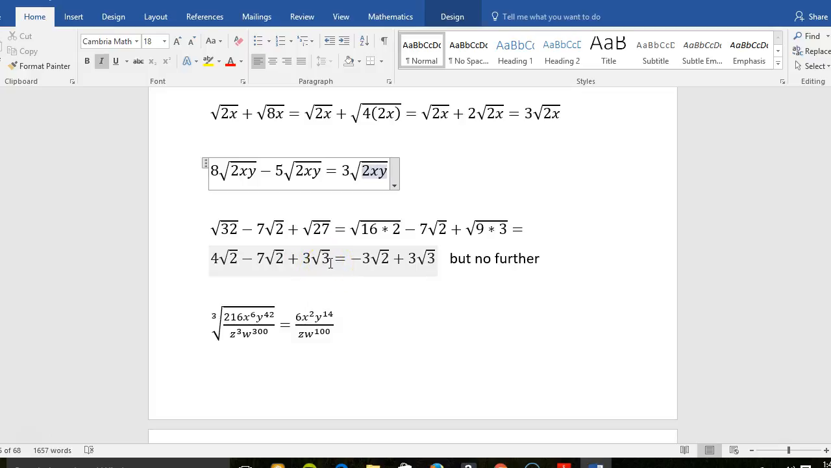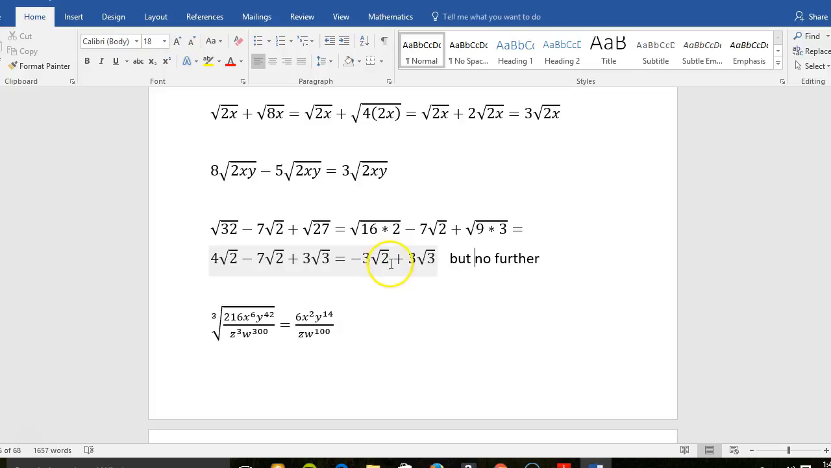Now guys, we can only add what matches or subtract what matches. Now 4 radical 2 minus 7 radical 2, that would be negative 3 radical 2. But we still got this plus 3 radical 3 dangling on. And it's going to stay that way though. There's nothing else. It's going to stay dangling on. We can't mess with it. We can't add this anymore. That's it. This will not go any further.